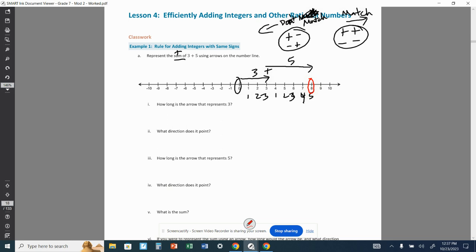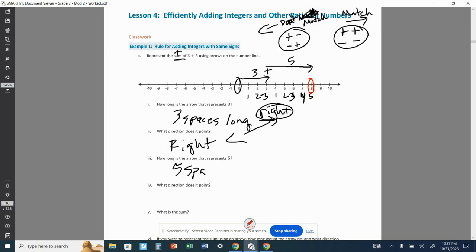So how long is the arrow that represents 3? It's 3 spaces long, and that's moving to the right. What direction does it point? It moves to the right, or it's pointing right. How long is the arrow that represents 5? It's 5 spaces long, or units. Spaces, units, same thing. Right? What direction does it point? It also points right.